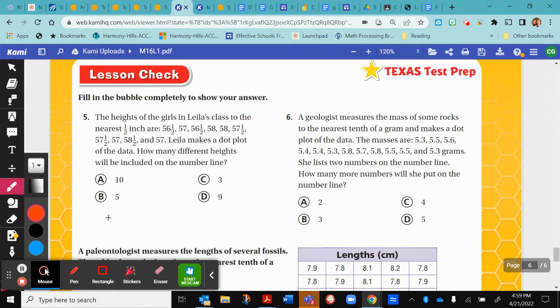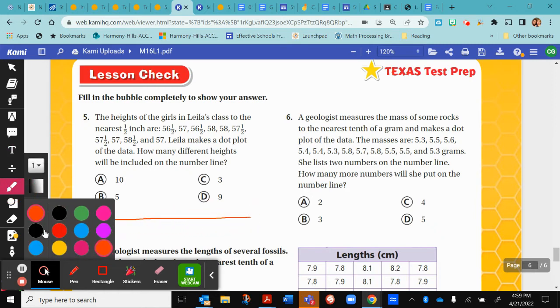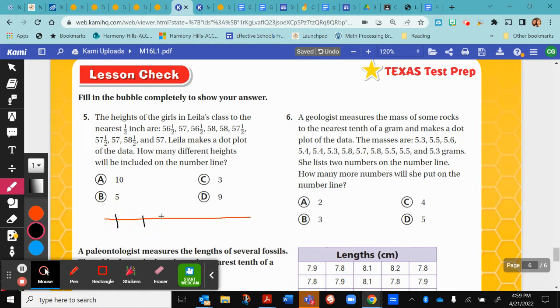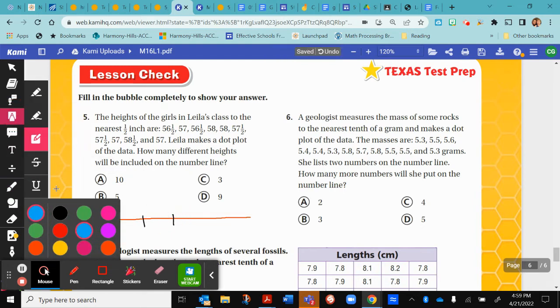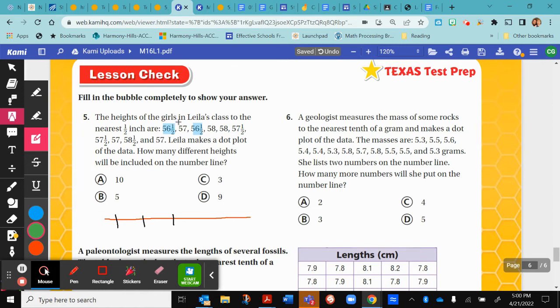Okay, so I just want you to picture, if you have the number line, how many different lines are you going to have? That's the question. So let's take a look. I'm going to go ahead and mark these up so that I can read. Here's a blue. So I have a 56.5, and there's a 56.5. So I know that there's going to be a 56.5 one, and I'm going to do another one. I know that there'll be a 57. So that's already 2. And I know that there'll be a 58. That's 3.